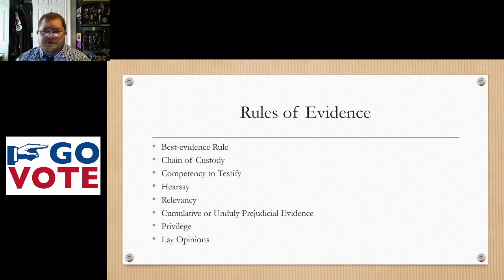Some of the rules of evidence dictate how this stuff is brought up at trial. There is the idea of the best evidence rule, which basically means that copies of things aren't going to be allowed. If you have the original version of a receipt or an invoice or something like that, that needs to be brought in as opposed to a copy, because copies can be easily forged.